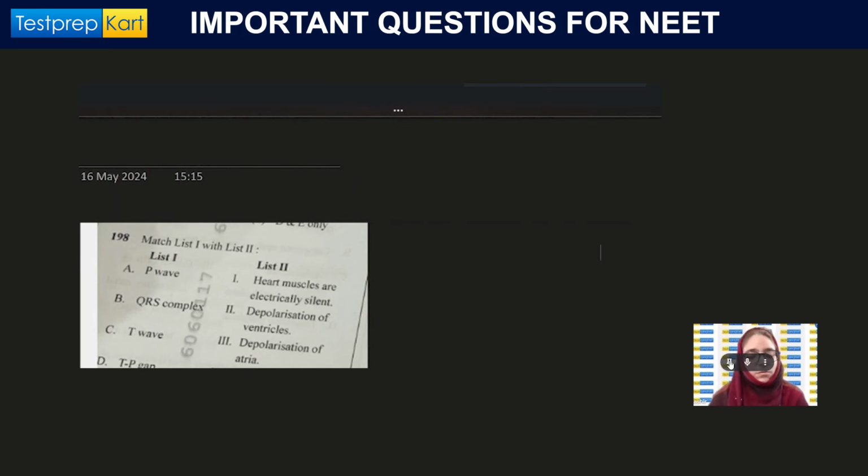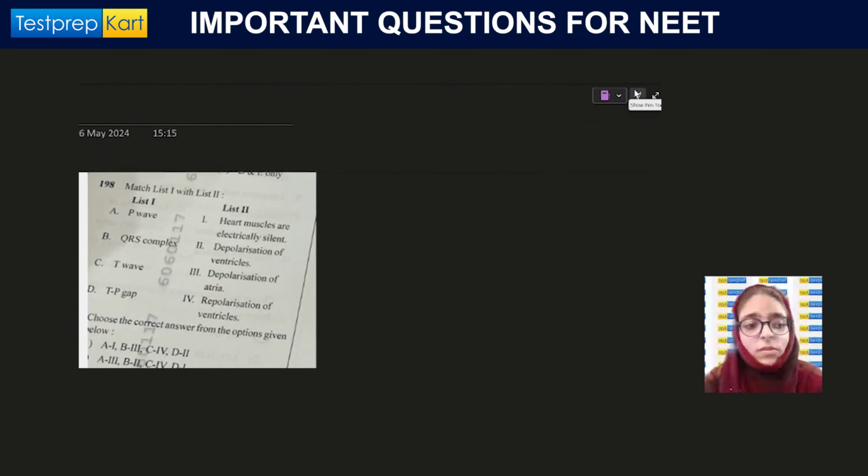Okay, let's start our first question, which is match the list one first. Match the list first with the list second, and our list first is: A, P wave. B option is QRS complex. C option is T wave, and D option is TP gap.